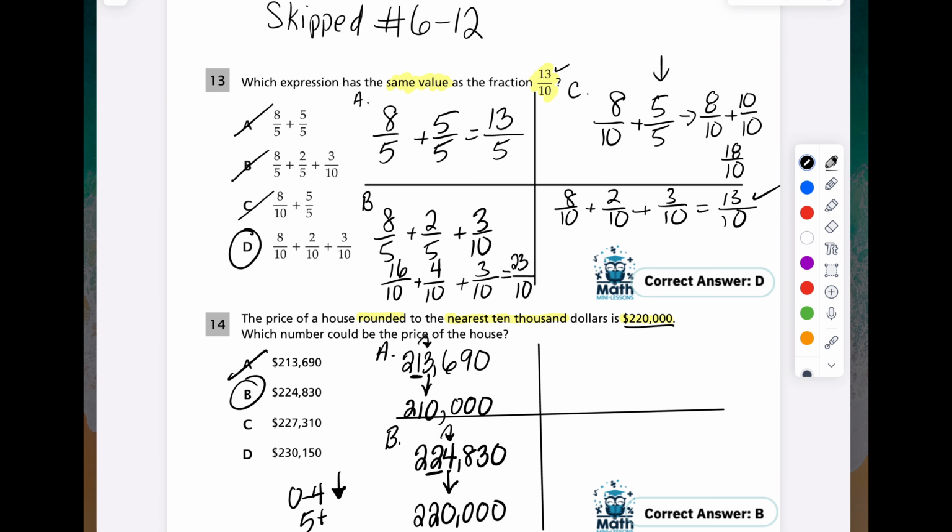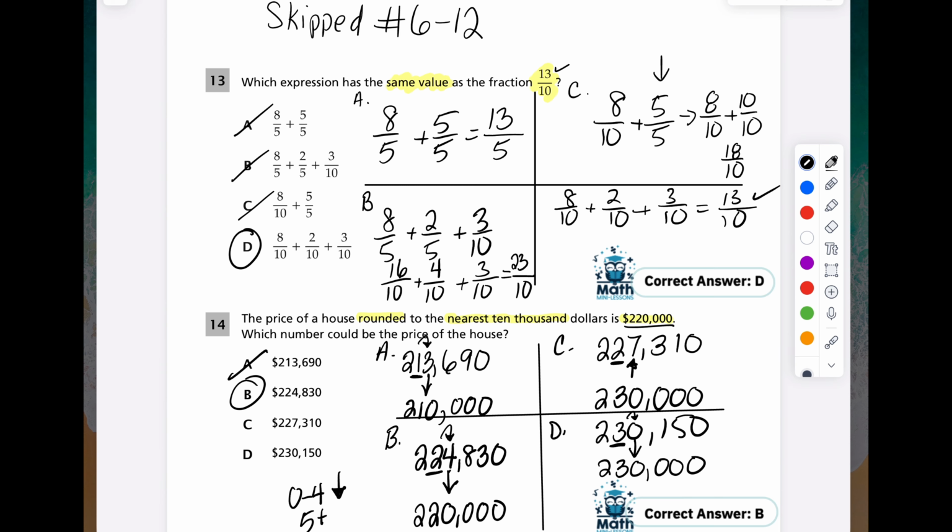Now, if you wanted to check the other ones, you can. But we know they're not going to work because there can't be 2 right answers here. So here's my 10,000s place. My digit is an 8, so I'm going to round up. So my 2 becomes a 3. And everything else is a 0, so that doesn't work. And my last one, 230,150. Here's my 10,000s place. My buddy right after is a 0, so it's going to round down to 230,000. All right, hit pause and jot these both down into your notes.